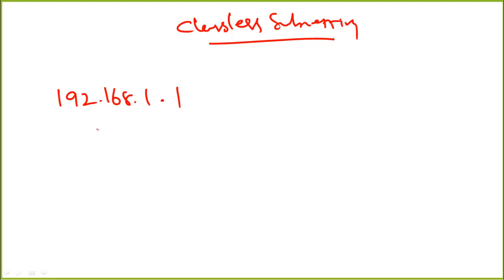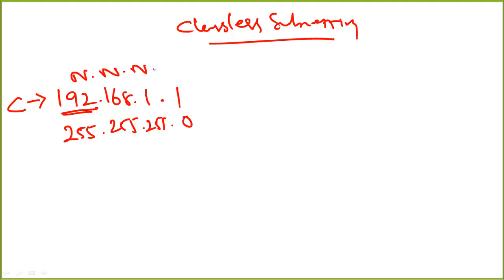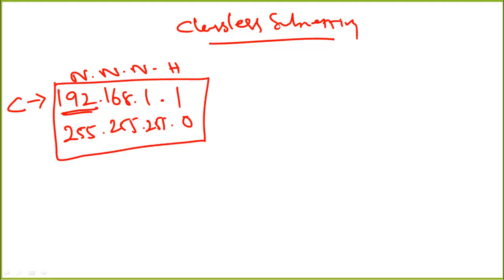So from this, what did you understand? To which class does this belong? This belongs to class C, correct? Because by the value in the first octet, which is 192, we understand that it is a class C IP address. And for class C, the default subnet mask is going to be 255.255.255.0, because it has 3 network parts and 1 host part. For each network part we write 255, and for the host part we write 0. So for this IP address, this is the subnet mask. You should be able to write it down just by looking at the IP address.